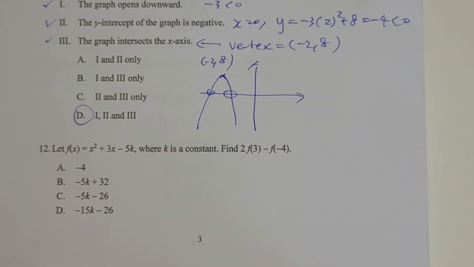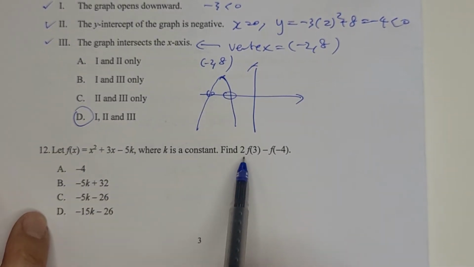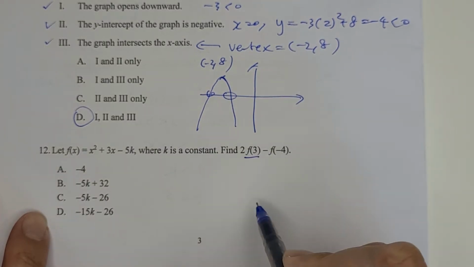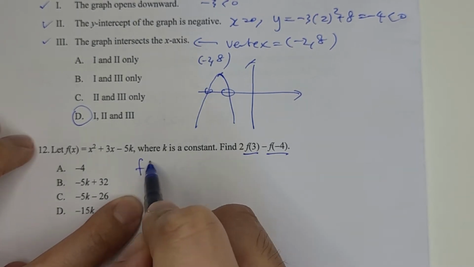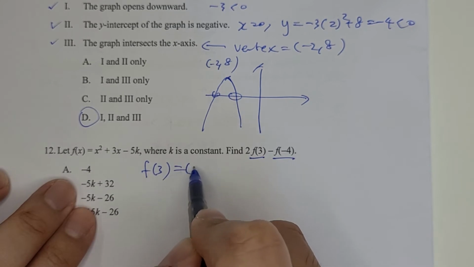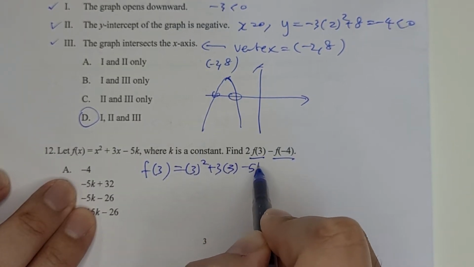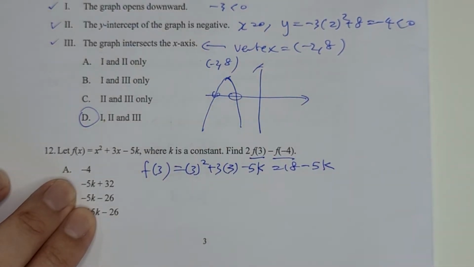Go to question number 12. Let f(x) be this one. k is a constant. Find 2 times f(3) minus f(-4). But don't worry too much. Find f(3) first, and then find f(-4). For f(3), that means we replace all x by 3. So that is 3 squared plus 3 times 3 minus 5k. That is 18 minus 5k.